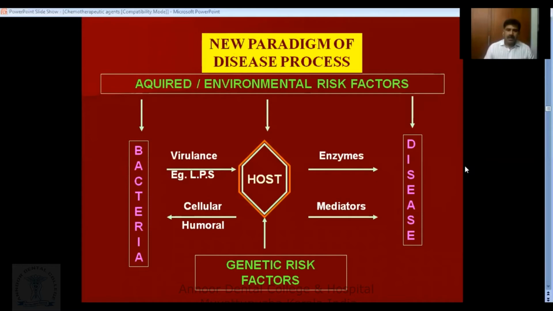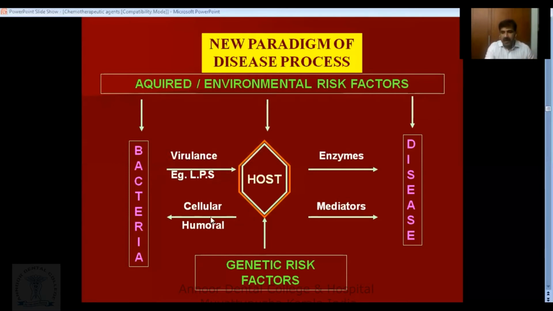According to this, you have bacteria and there is a host, as I told you before. There is the interaction between the host and the bacteria. Bacteria produce a lot of virulence factors, and these virulence factors are mainly lipopolysaccharides. And in response to these lipopolysaccharides, the host produces a lot of mediators.